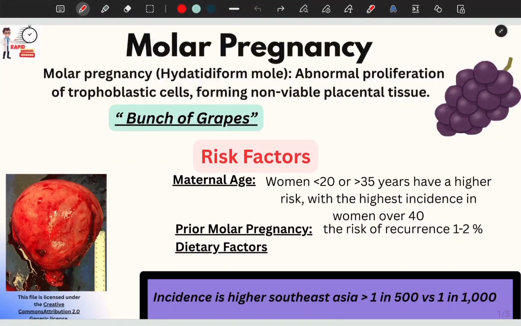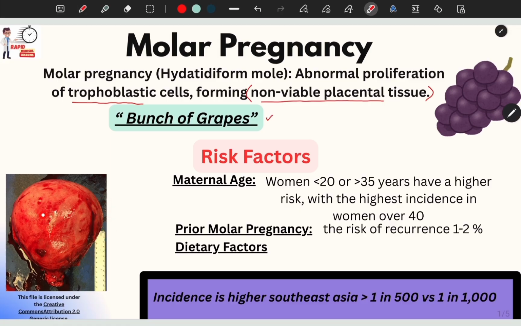This lesson is about molar pregnancy. A molar pregnancy is a type of gestational trophoblastic disease where an abnormal fertilization and proliferation event leads to abnormal placental growth. So, instead of a normal pregnancy, it results in a cystic mass resembling a bunch of grapes. You can see in this picture, this is a picture of an evacuated molar pregnancy.